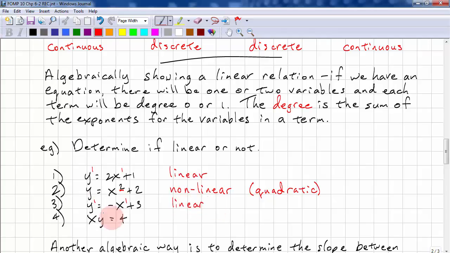Okay, this is a little bit tricky. This is degree 1, this is degree 1, but we have to look at the whole term. So we add up the exponents here. This is actually degree 2. This is nonlinear.